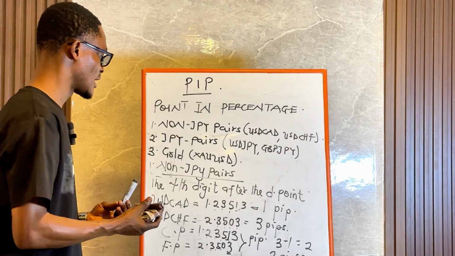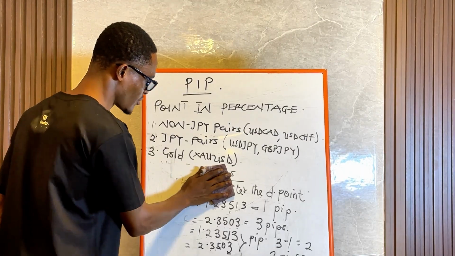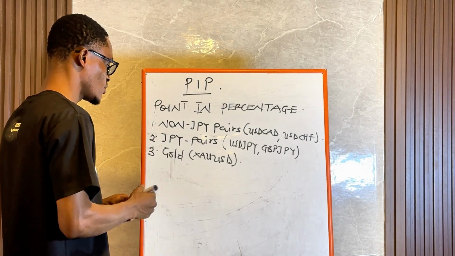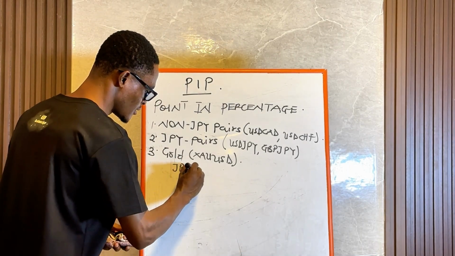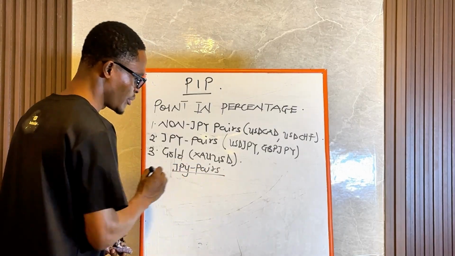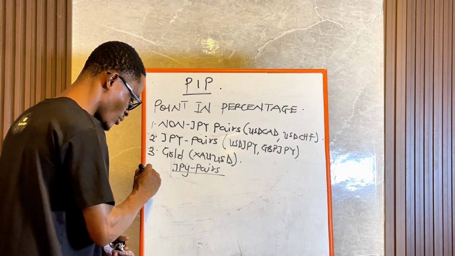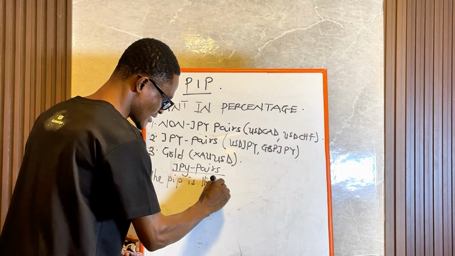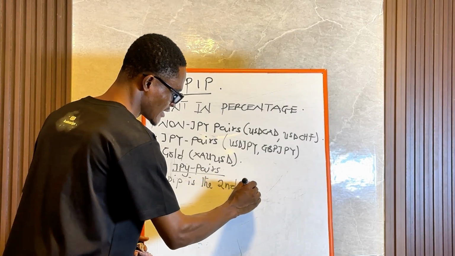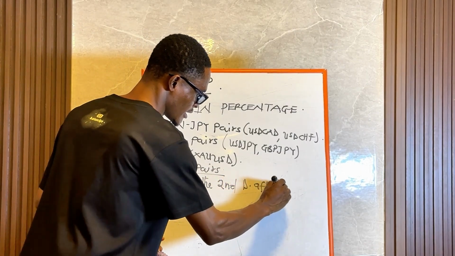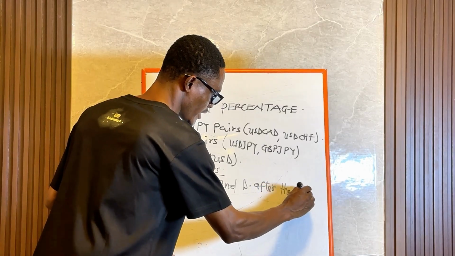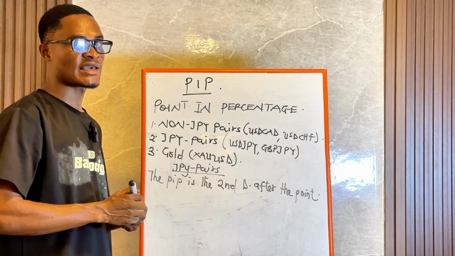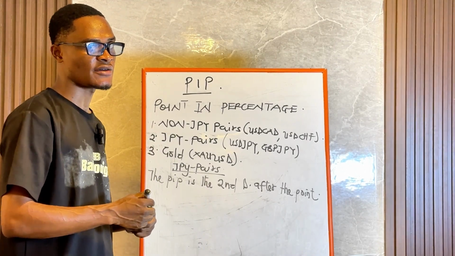Now let's move to the second one, which is the JPY pairs, and have some examples. With the JPY pairs, the pip is the second digit right after the point. So whenever you see a currency pair with the inclusion of JPY, the pip is the second digit after the point, but not the fourth digit after the point.